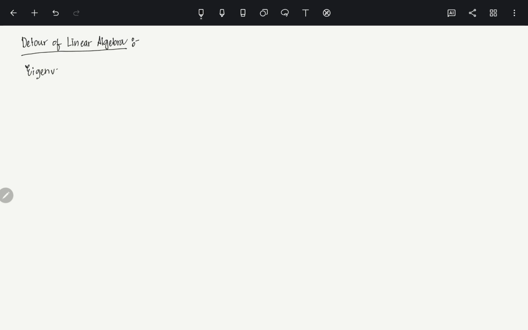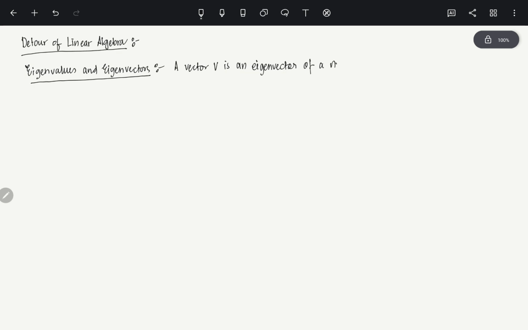Okay, eigenvalues and eigenvectors. Right, so what is it? So let's say a vector v is an eigenvector of an n cross n system. Okay, so basically given an n cross n system, the eigenvector will be given like so, matrix A.